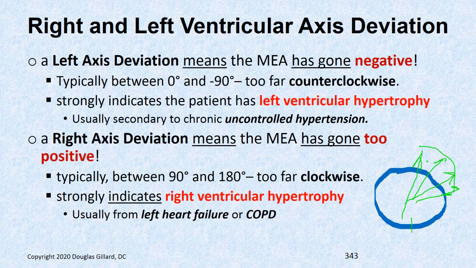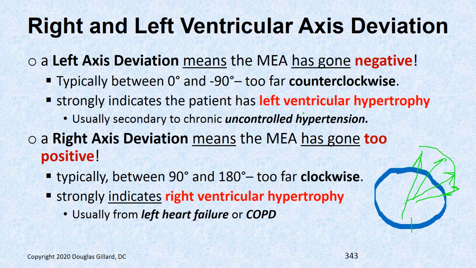What is left axis deviation? Why do we care about that? It usually indicates, with a sensitivity of this test up in the high 90s, left ventricular hypertrophy. Why would somebody have left ventricular hypertrophy? Probably secondary to long-time chronic uncontrolled hypertension, or they just haven't taken their meds very much. What about a right axis deviation?